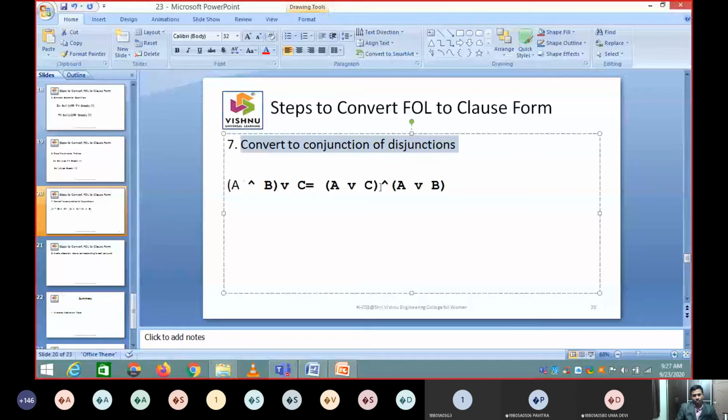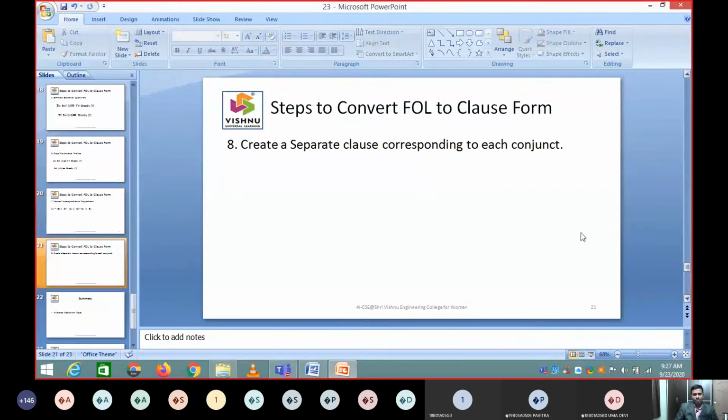So obviously what we do in the next one is, this is a statement and this is a statement. I am just trying to copy this part. The last one is this: create a separate clause corresponding to each conjunct. The meaning is, since we got this, this is a statement now, because it is combined with and. This can be a statement.